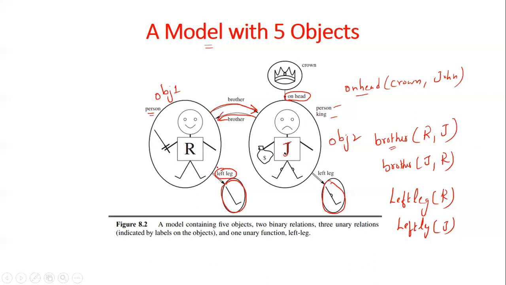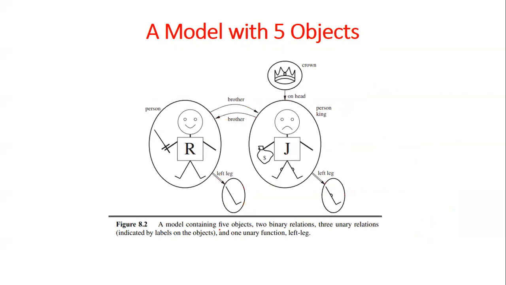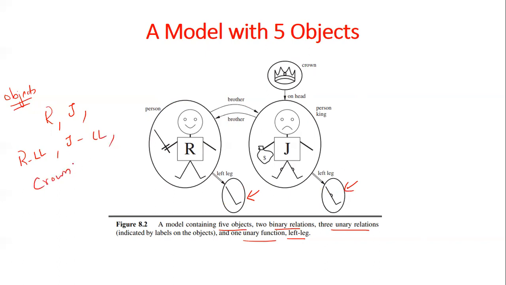Okay. So if you see this typical example, this example contains 5 objects, 2 binary relations, 3 unary relations, and 1 unary function. That is, left leg is a unary function. So what are the 5 objects? We'll list them down. Richard is an object. John is an object. Richard's left leg is an object. I'll write Richard's left leg as LL, and John's left leg. This is a separate object; his left leg is a separate object. Similarly, John's left leg is a separate object. And then the crown. These are the objects.